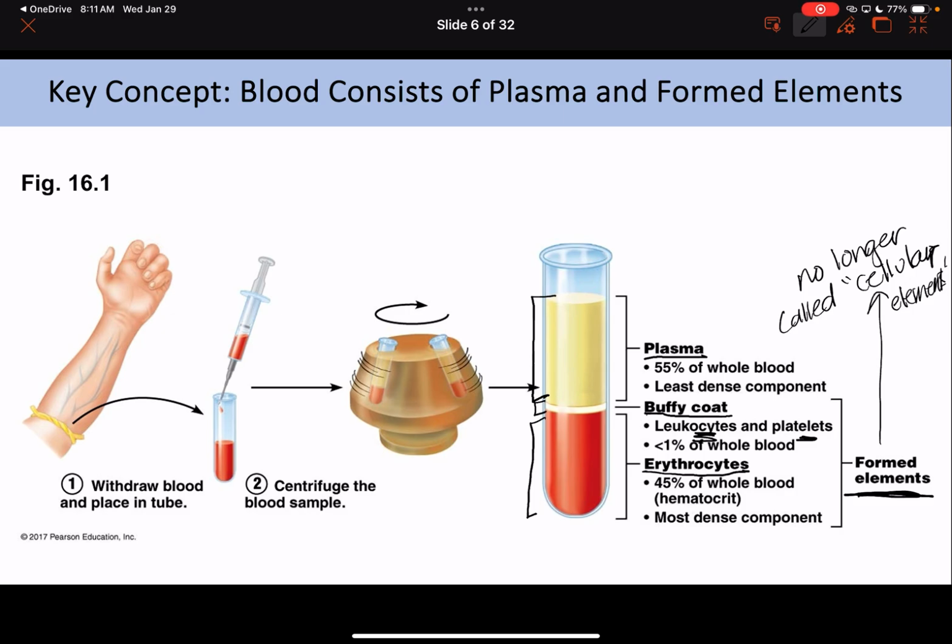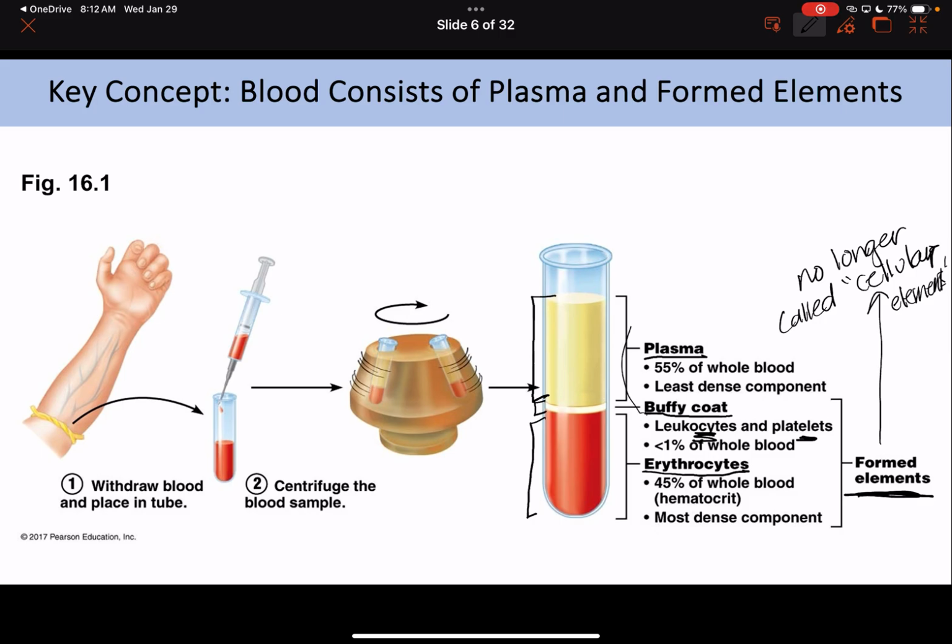So we used to call these cellular elements, but we don't anymore because some of these components here, even though they're called like erythrocytes, an erythrocyte is not a true cell. It's missing lots of different components that we'll talk about in a second. And then platelets are only a fragment of a cell. They're not even a whole cell. So we've changed the name from cellular elements to now formed elements because not all of these components are true cells. So we'll talk about the buffy coat first.